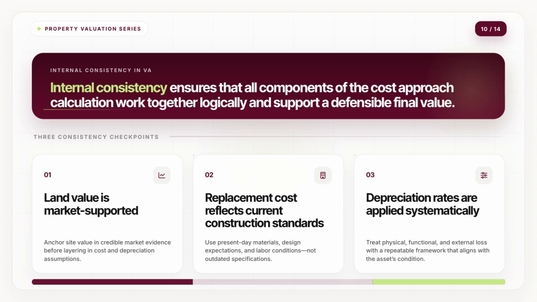Second, replacement costs should reflect current construction standards. It's important to use present-day materials, design expectations, and labor conditions rather than relying on outdated specifications. This keeps the valuation relevant and accurate. Finally, depreciation rates need to be applied systematically. Whether dealing with physical wear, functional obsolescence, or external factors, the approach should be consistent and repeatable, reflecting the actual condition of the asset. This ensures the depreciation is fair and justifiable. Together, these checkpoints help maintain the integrity and reliability of the valuation process.